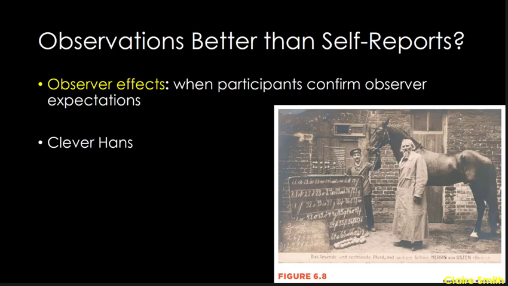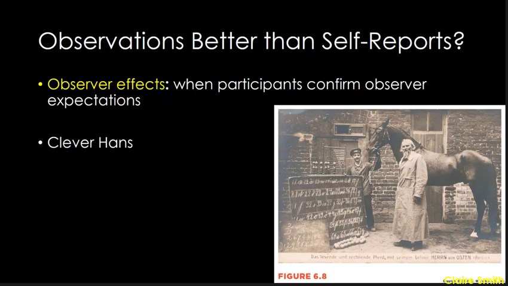Obviously Hans couldn't actually do the math. He was just picking up on those nonverbal cues, and it seemed like he was answering the questions when in reality he couldn't. So for observer effects, think of Clever Hans the horse. The horse is acting a certain way based on the observer, how the observer is asking the question, so on and so forth.